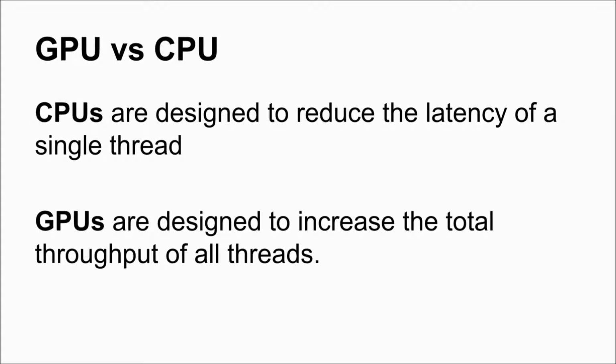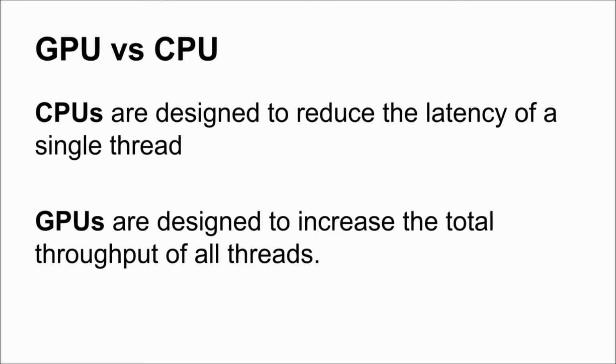So in discussing the differences between CPUs and GPUs, let's first look at their use cases. CPUs are designed to reduce the latency of a single thread, while GPUs are designed to increase the total throughput of all threads. And this is apparent in the number of cores, the clock speed, and the total threads in flight that CPUs and GPUs can handle.